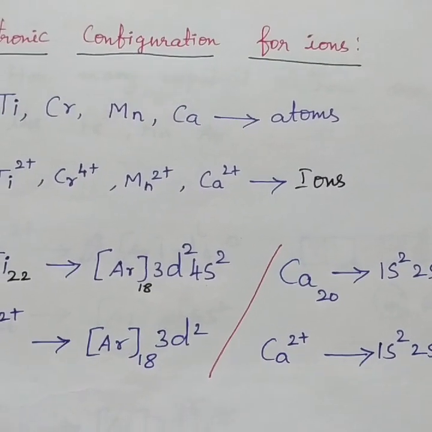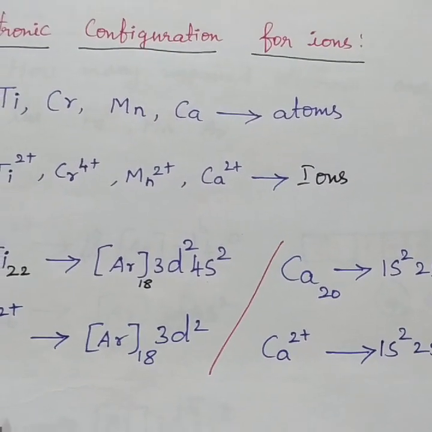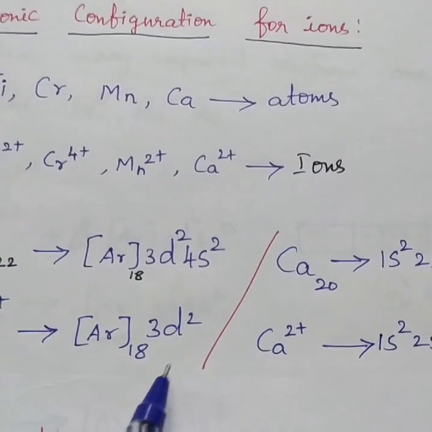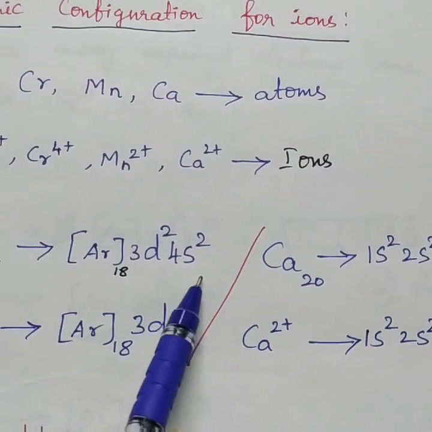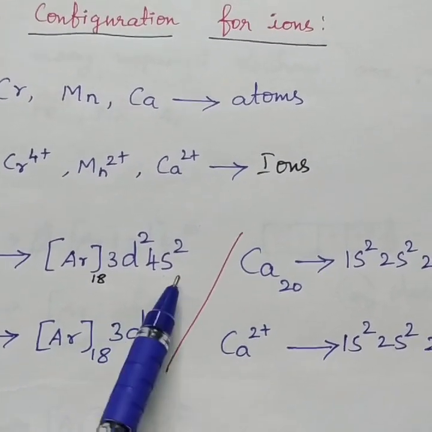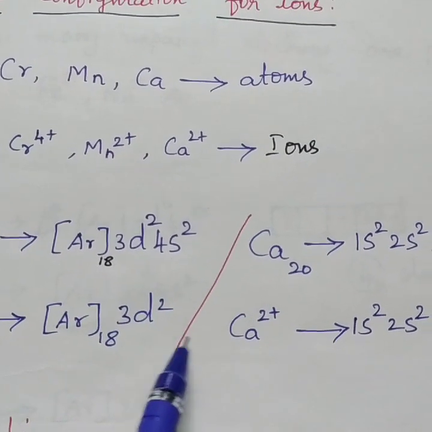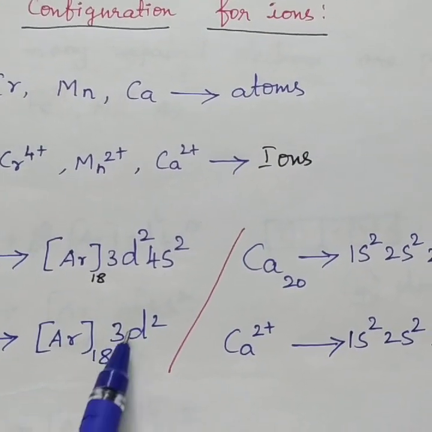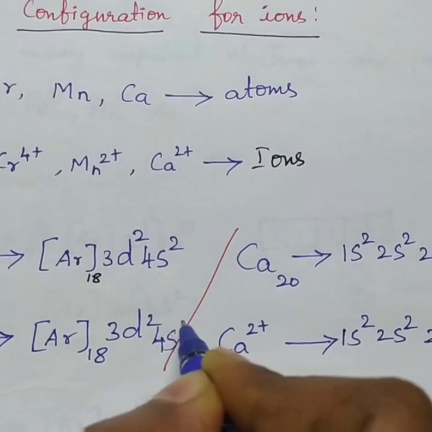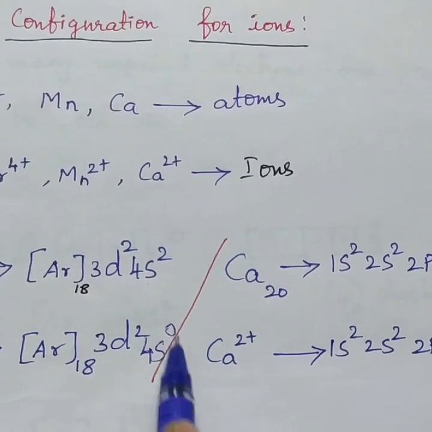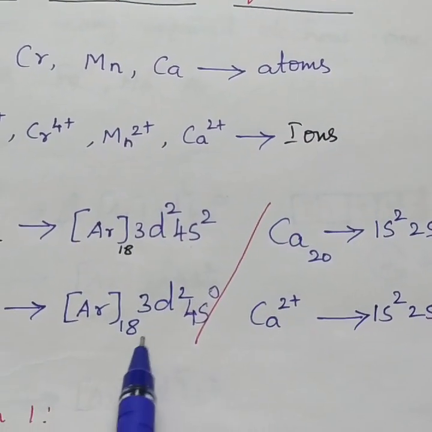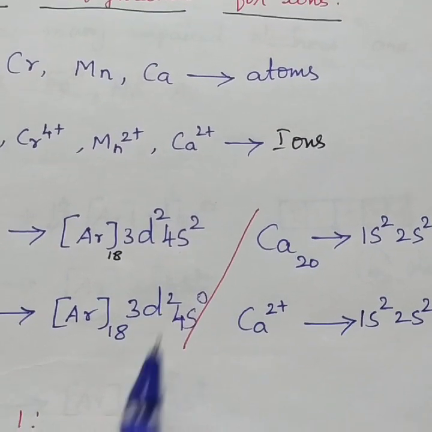What does 2 plus mean? 2 plus means you should remove 2 electrons from the electronic configuration. The 2 electrons must be removed from the 4s orbital. If you remove them from the 3d shell, it is not right. You should remove the electrons from the 4s shell. Then nothing remains there; I will write 4s 0, though there is no need to indicate it, just for your understanding. After removing the 2 electrons from the 4s, the electronic configuration ends with 3d2.